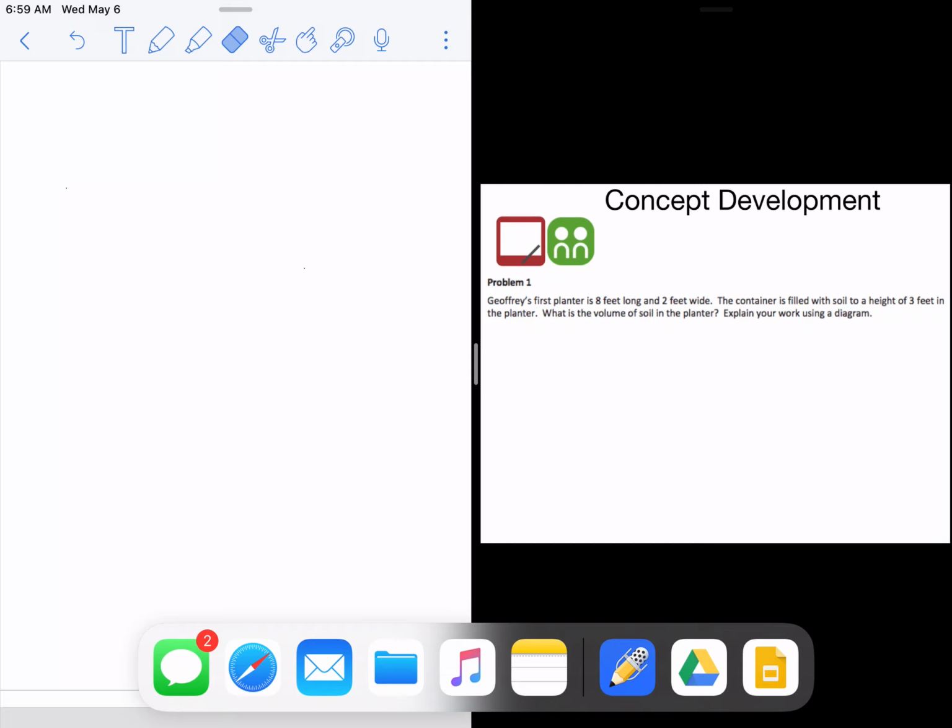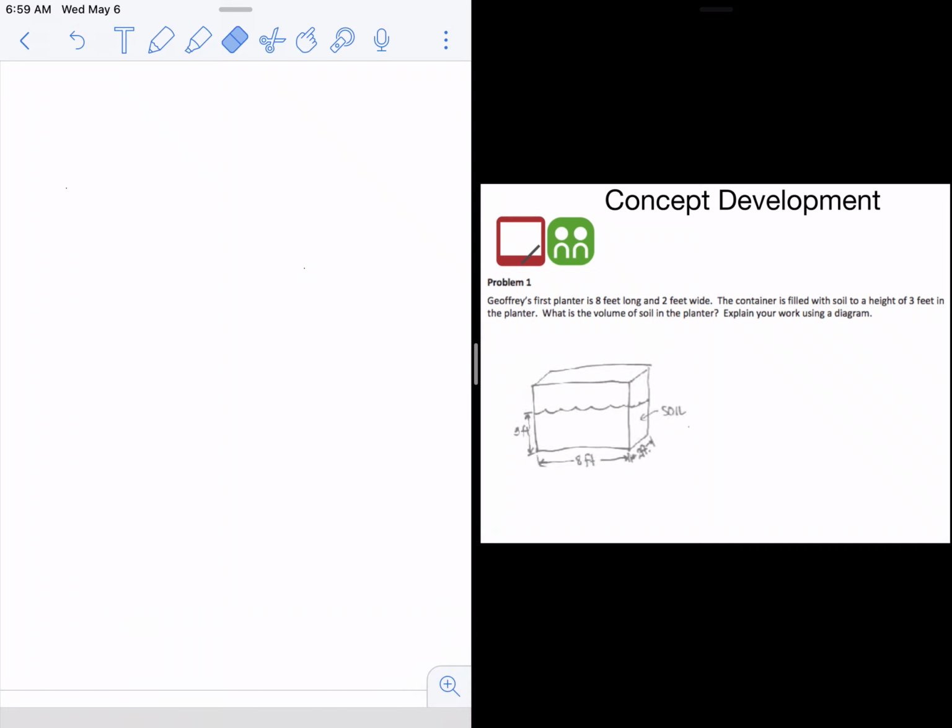And those of you who are submitting your work, and I know that you're watching your videos, what I want you to do is I want you to screenshot what I'm doing here. So we're going to do this first problem together.